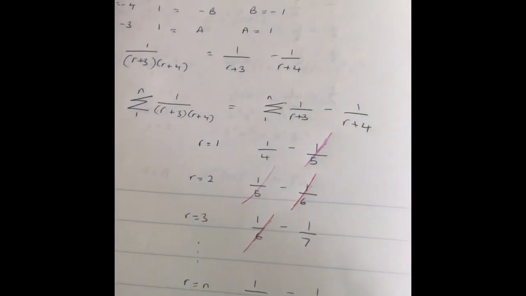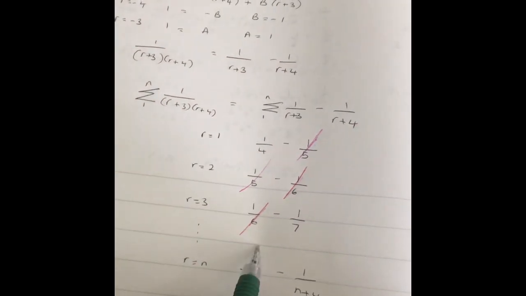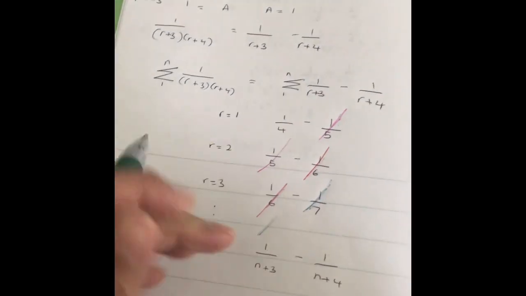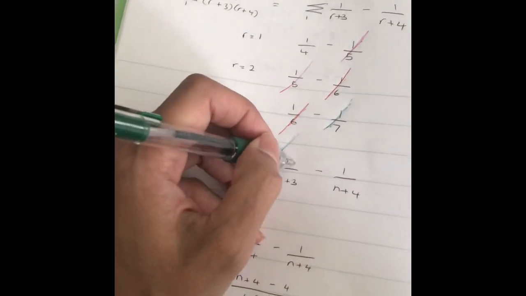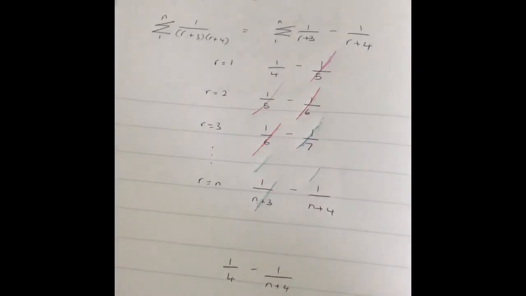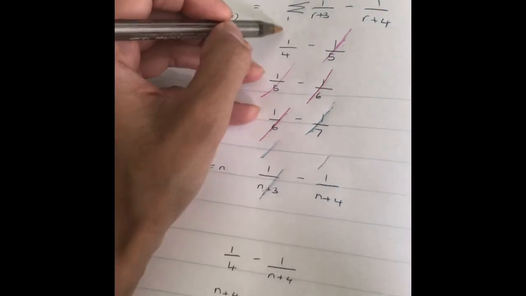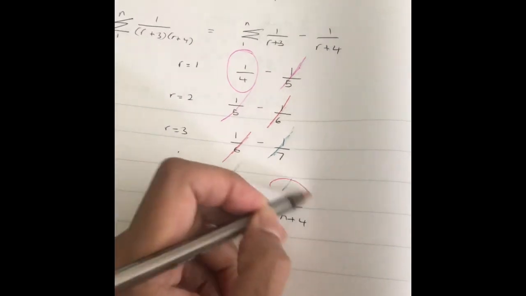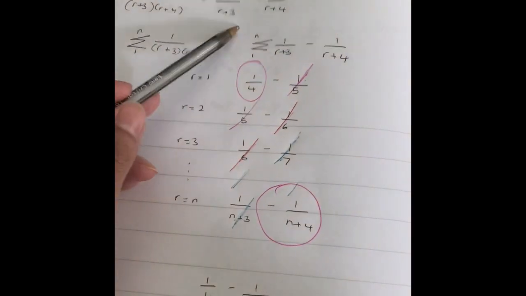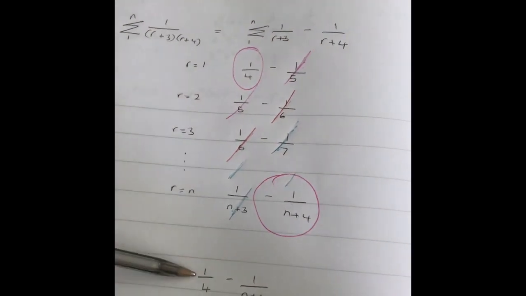And you can see that that pattern would continue. When r is 4, you'd have 1/7 here, minus 1/7, so that would disappear, and so on and so forth. If it kept going, this one here would cancel with the one just before it, the one n minus 1. And then all you'd be left with is the 1/4 at the beginning, and the minus 1 over n plus 4 at the end. So the sum of the first to the nth term would be 1/4 minus 1 over n plus 4, which is what I've written there.